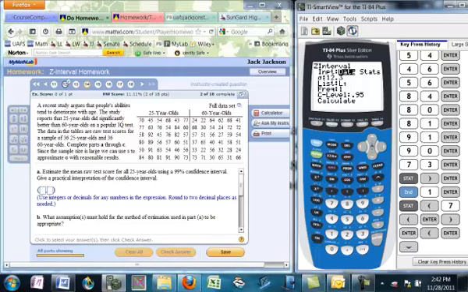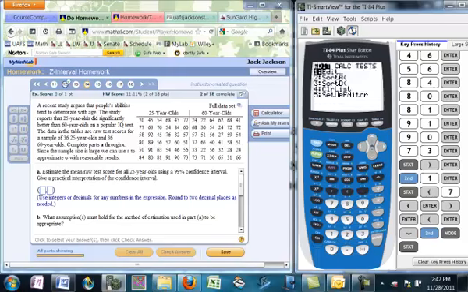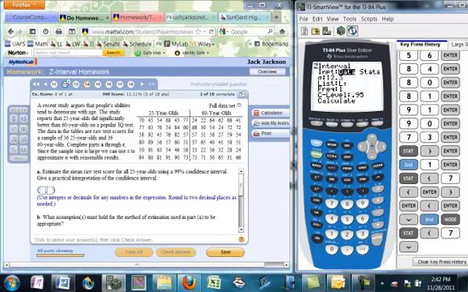What did we say it was going to be? I forgot what we said we were going to use. We were going to use 15.3. Okay, so for sigma we're going to use 15.3. The list tells us where our data is actually stored.